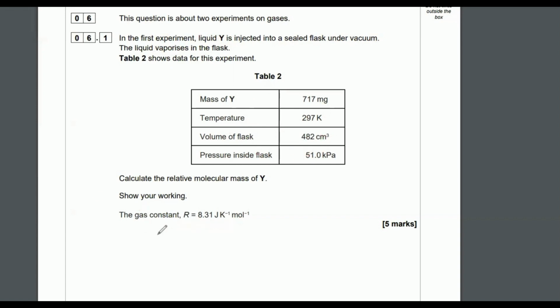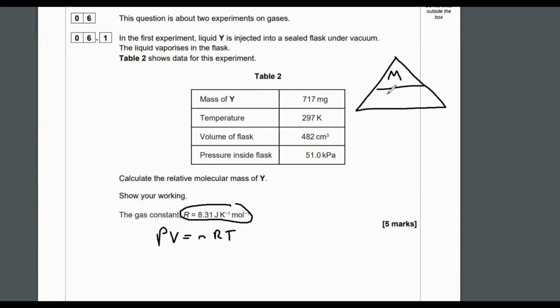So straight away, the fact that you've been given R equals 8.31, it tells me we're doing the ideal gas equation because they're giving us the gas constant. So we want to do PV equals nRT. There's some other elements that tell us that as well, the fact we've been given pressure and volume. So I want to rearrange that to find n because we're looking to calculate the relative molecular mass. We know that mass over Mr equals moles. So I'm going to get the n for that and I can work out the mass because it's been given to me in the table.